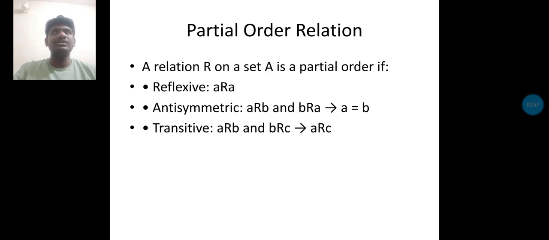Partial order relations. A relation R on a set A is a partial order if it is reflexive: a R a. Antisymmetric: a R b and b R a give rise to a equals b. Transitive: a R b and b R c implies a R c.